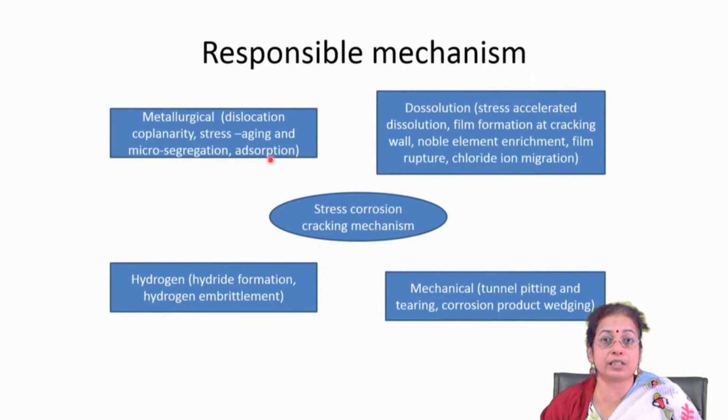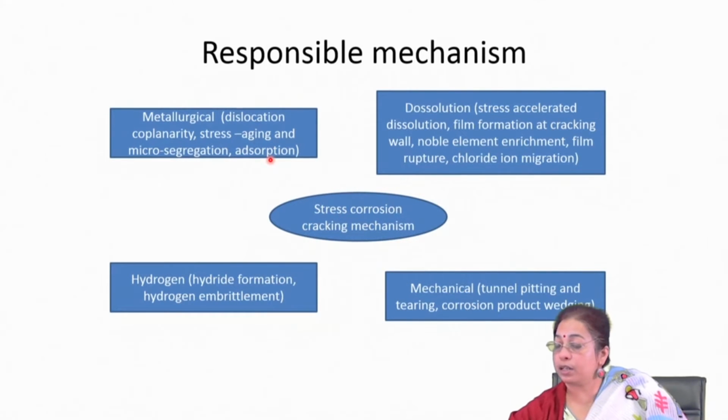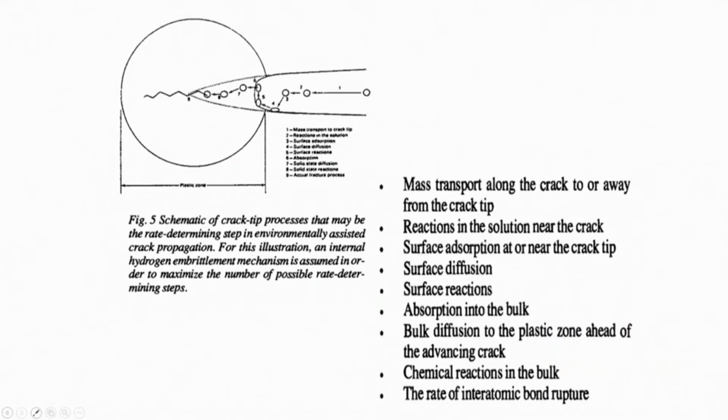When there is preferential dissolution, there will be stress concentration, and as a result there will be preferential crack formation and crack growth in that region. And the mechanical factors which are responsible are tunnel pitting and tearing, and corrosion product wedging. Those factors are responsible because they lead to differential mechanical forces acting on different regions, as a result of which there is cracking along certain directions of the material as compared to the rest of the material.